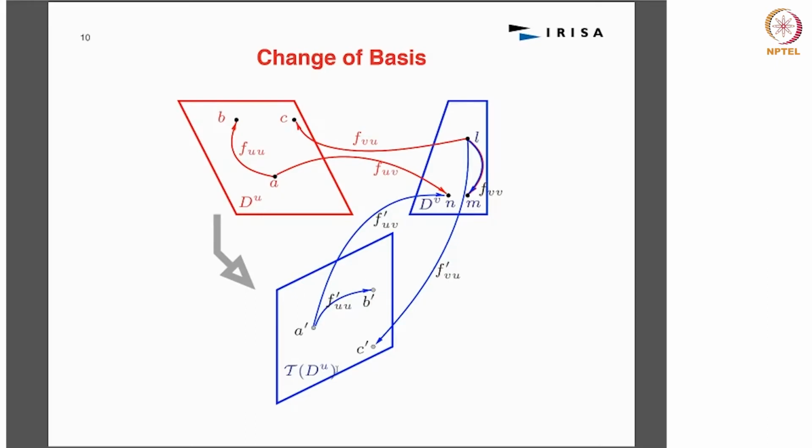Remember that simple rule? Wherever there is I, replace it by T, wherever there is J, replace it by T, or the expression that is the inverse mapping. Okay, so you can construct this T of DU.